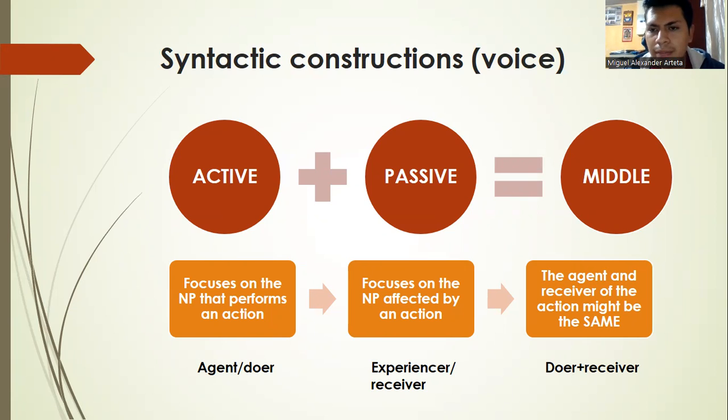Finally, we have the middle voice, in which the agent and the receiver of the action might be the same, or maybe it is not definite in the syntactic construction. So in this case, in the middle voice, the subject is the doer and the receiver of the same action. It is the doer and the receiver at the same time.